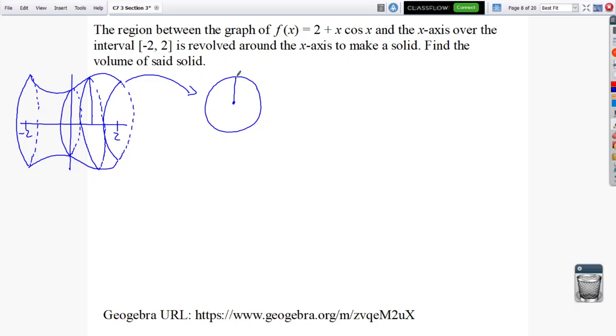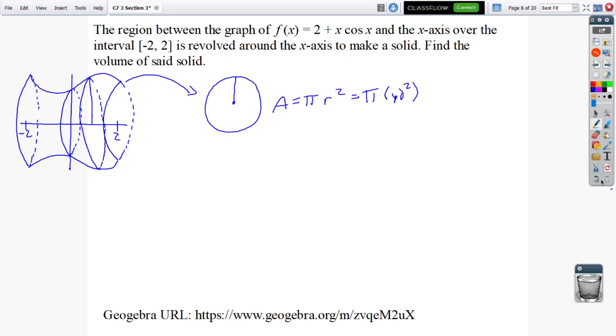So now I'm going to try to find the area of my typical cross section. To find the area of my typical cross section, again, I know that my cross section is a circle. So I know that I'm going to have pi r squared. My pi r squared, okay, so now I need to find out what my radius is. My radius here is my height. So my radius is going to be my y.